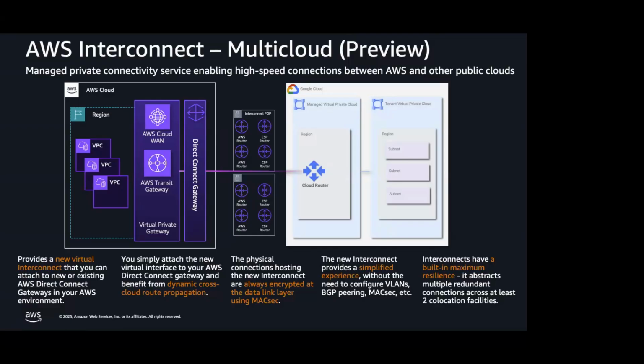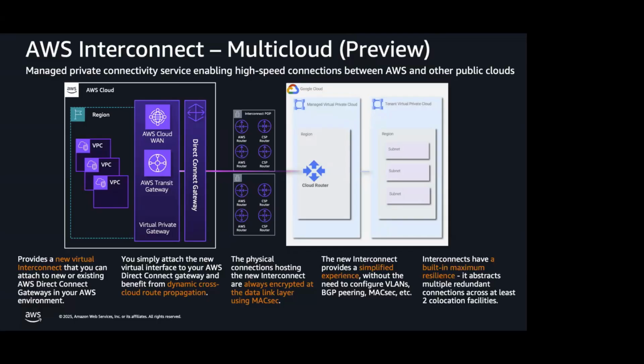With AWS Interconnect, everything is provisioned as a managed service. So all the BGP neighbor peerings and the data link encryption with MACsec are handled as a part of the service deployment. It's all managed for you, and you basically get this entity called an interconnect in your AWS account that you can just attach to your Direct Connect gateway and enable that communication to happen.